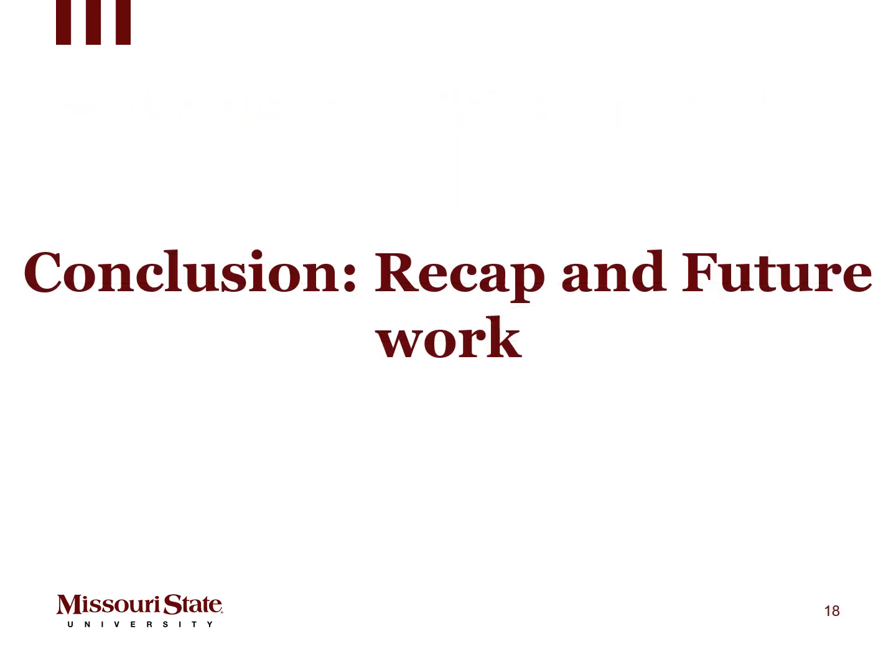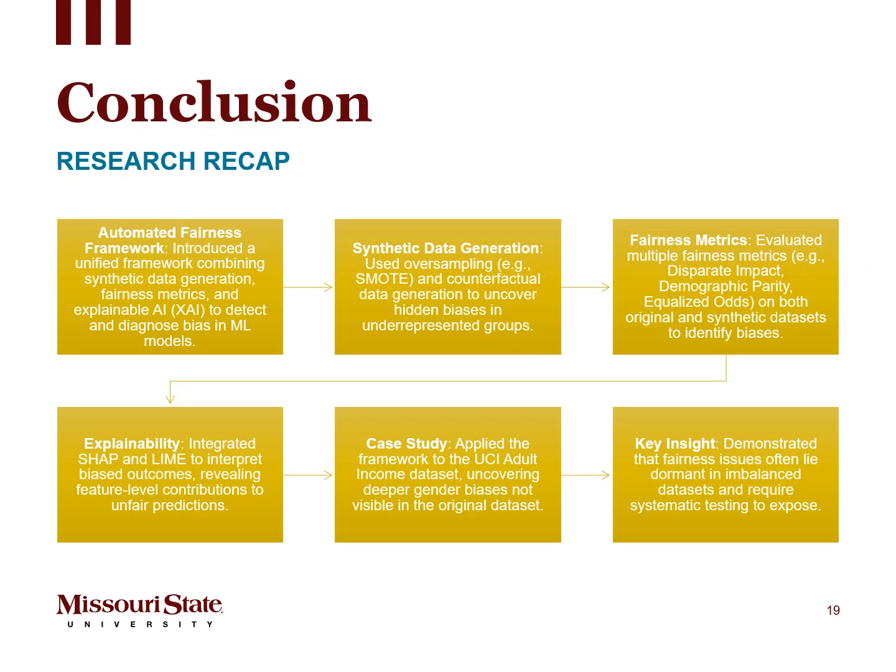This next section will conclude the presentation, recapping information and talking about future work. To conclude, our research introduced an automated fairness framework that combines synthetic data generation, fairness metrics, and explainable AI to detect and diagnose bias in machine learning models. By generating synthetic data through techniques like oversampling and counterfactual scenarios, we were able to uncover hidden biases in underrepresented groups that traditional methods might miss.